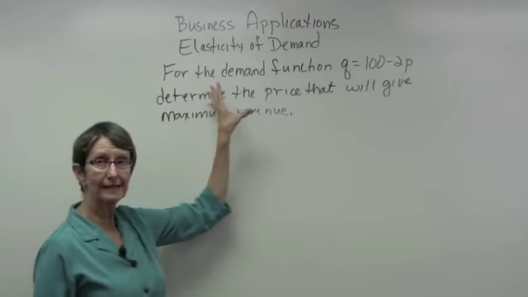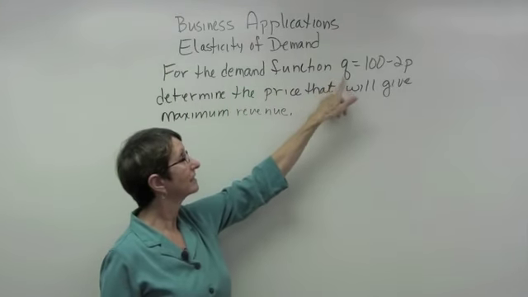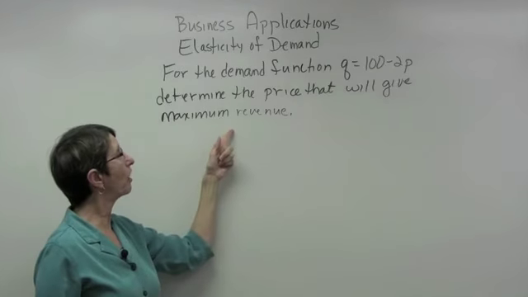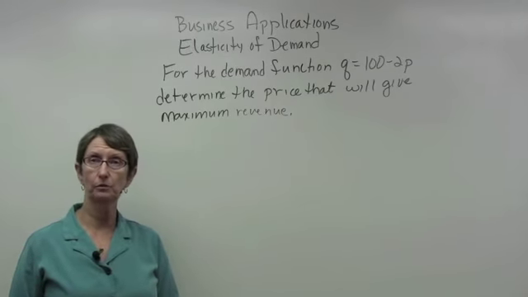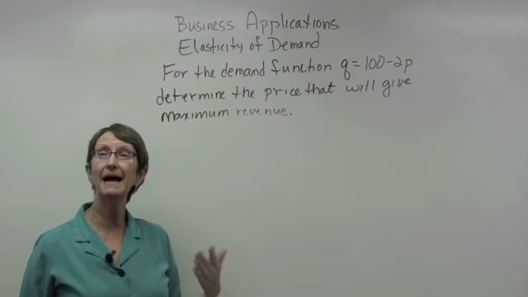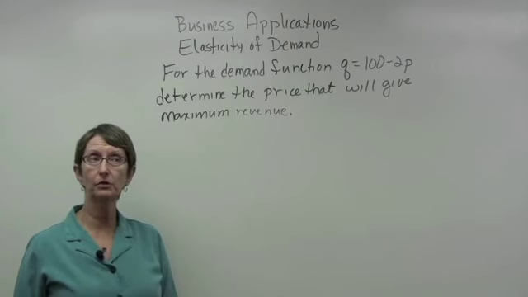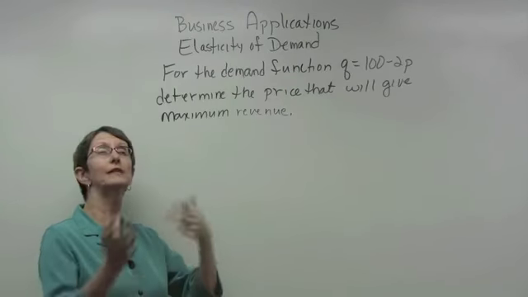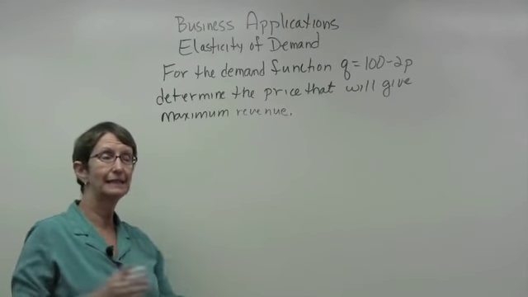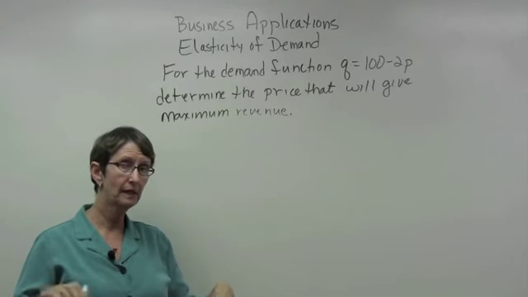For this question for elasticity of demand, we're supposed to look at the demand function, Q equals 100 minus 2P, and determine the price that will give maximum revenue. Now, you've been studying optimization, max and min problems. We can find the maximum revenue two different ways, using our optimization and also using elasticity of demand. It's always good when you can get to one answer using two separate methods.